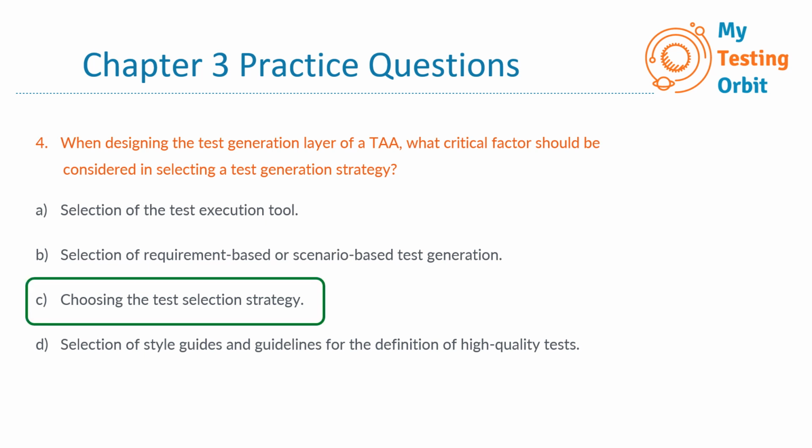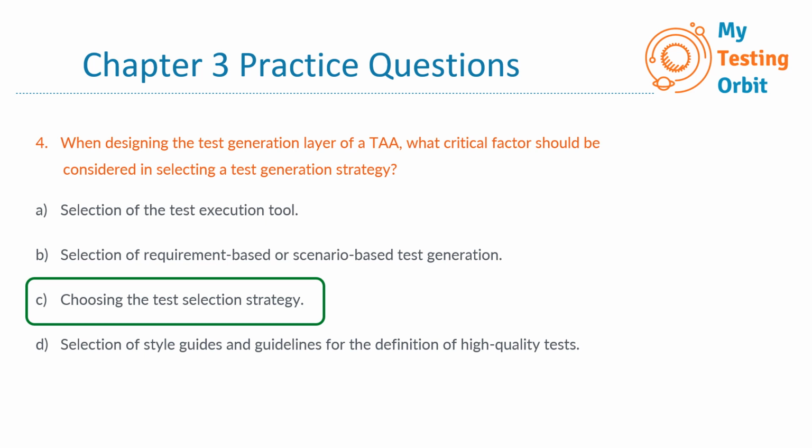And the correct answer is option C, choosing the test selection strategy. Okay, so the effectiveness and efficiency of a testing process often depends on the strategy which is used to select the test. So different strategies may prioritize different aspects of testing, such as code coverage, risk assessment, or specific use cases. Now let's see the other options and why they are incorrect.